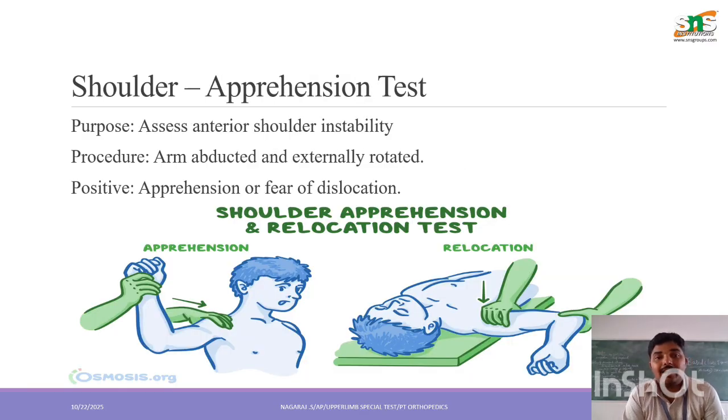Third is the shoulder apprehension test. What is apprehension? It is the facial expression seen in the patient in case of pain. The purpose of the test is to assess anterior shoulder instability. Procedure: the arm is abducted and externally rotated. Positive is apprehension or fear of dislocation. In the diagram, the patient is supine and the therapist stabilizes the shoulder joint, then abducts to 90 degrees with the elbow at 90 degrees and externally rotates the shoulder. In case of instability, a facial expression of apprehension is seen in the patient.